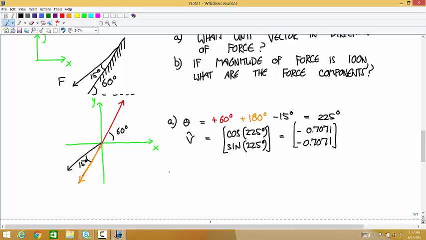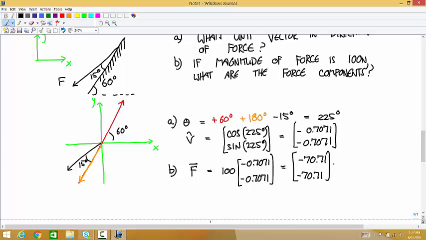And then to get the total force, that's equal to the magnitude times the unit vector, and so that's negative 70.71, negative 70.71, and that's a force, so units are newtons. Sorry, Mohammed, did I cut you off? No. Okay, got it. Any other questions?